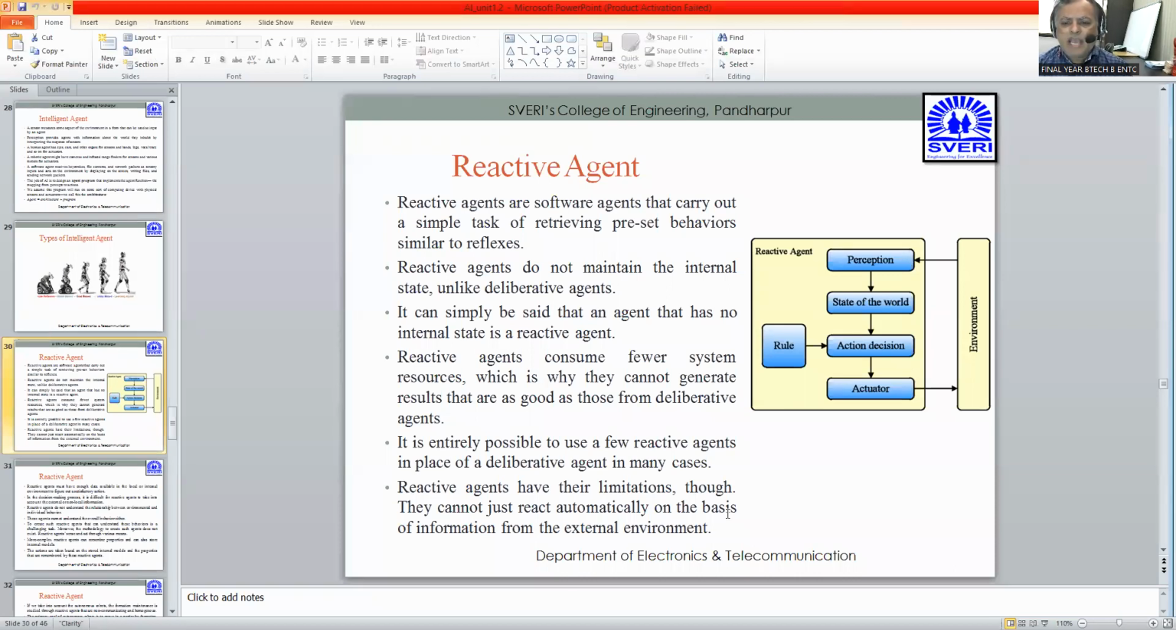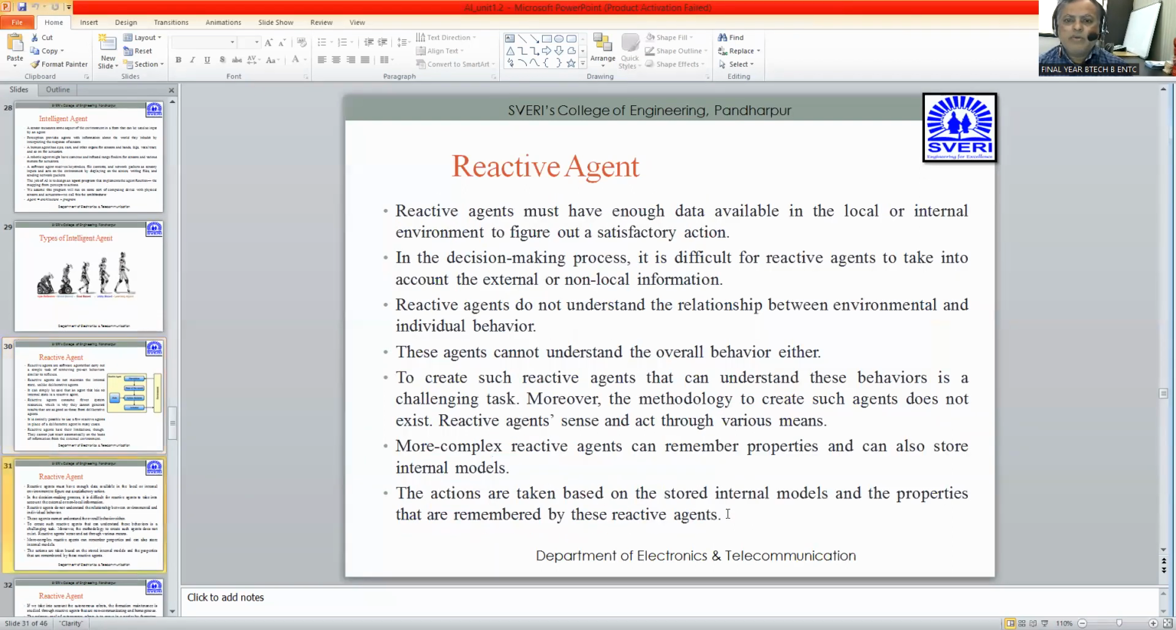And reactive agents have limitations. They can only react automatically on the basis of the information they grab from the environment. From the figure you can see that there is an environment. The sensors will sense the input from the environment, then it will be given to the state of the world, then we have an action decision that is based on a rule, and then the action will be taken by the actuators, which in turn goes to the environment. So this is how the reactive agent looks.